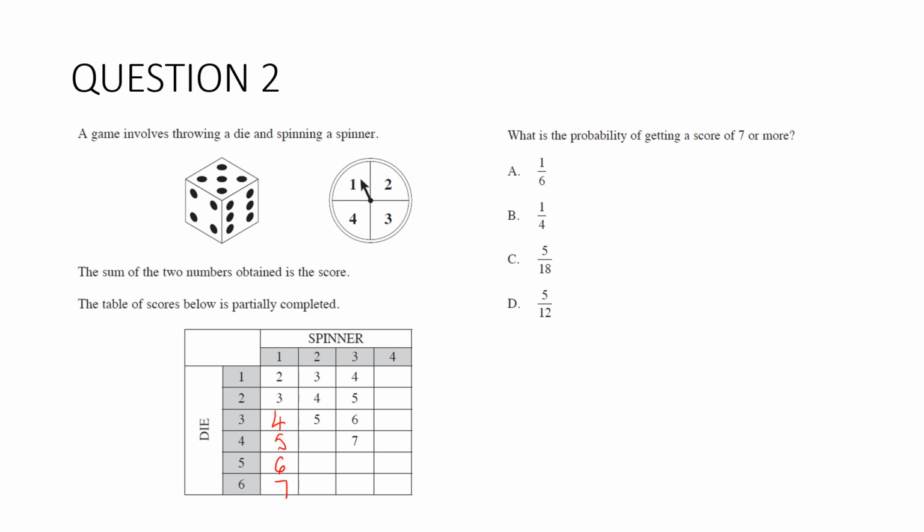And then here we've got 6, 7, 8, here 8, 9, and 4 and 1 is 5, 6, 7, 8, 9, 10. What do we want? 7 or more. So that's here and above. So we've got 1, 2, 3, 4, 5, 6, 7, 8, 9, 10. 10 out of, we've got 6 here and 4 here, so out of 24. And reducing that down, we have 5 out of 12. Our answer is D.